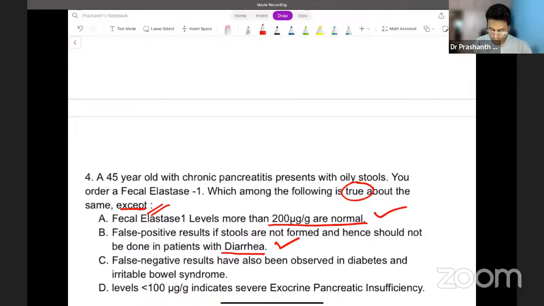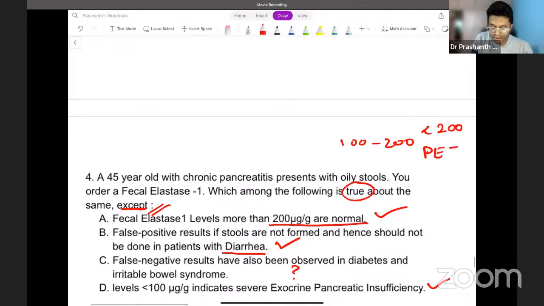Okay, say you don't know how to assess this option. Let's go to the last option. Levels less than 100 is considered severe exocrine pancreatic insufficiency. Now, we know this is true because more than 200 is normal, less than 200 is abnormal. 100 to 200 is moderate pancreatic exocrine insufficiency, shortly called PEI. Less than 100 is considered severe pancreatic exocrine insufficiency. So the odd one out is C.